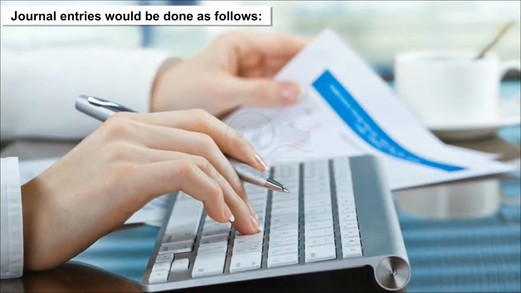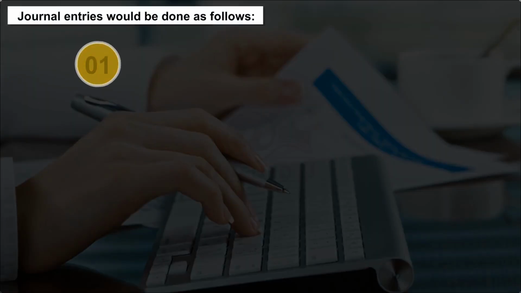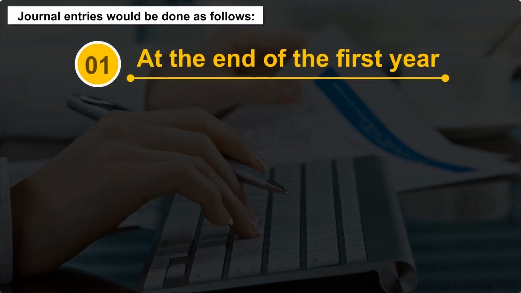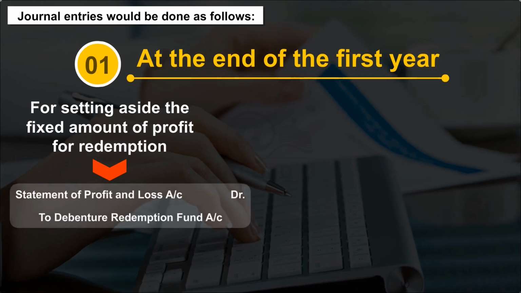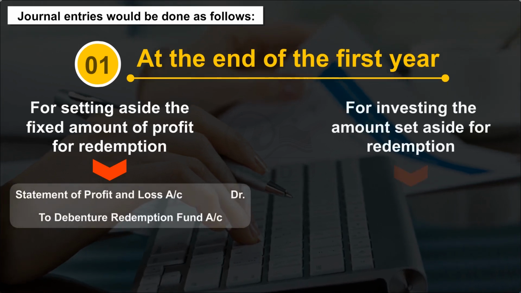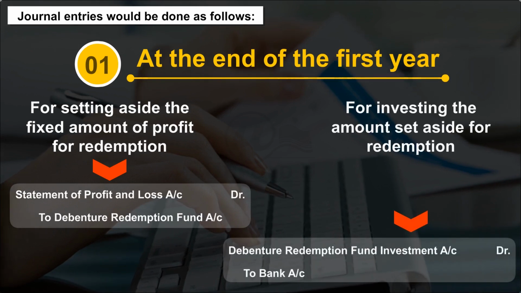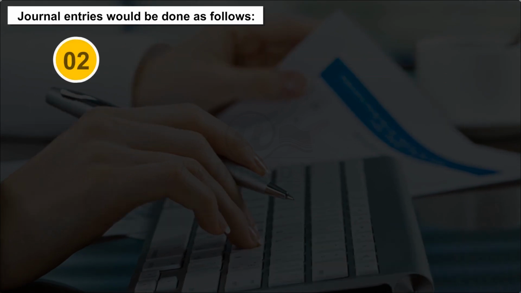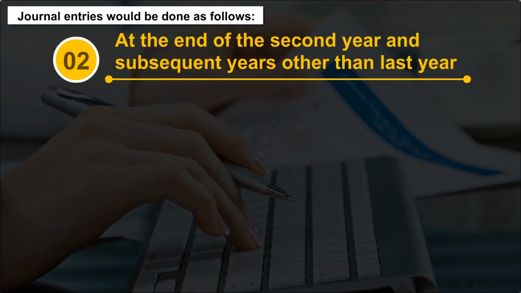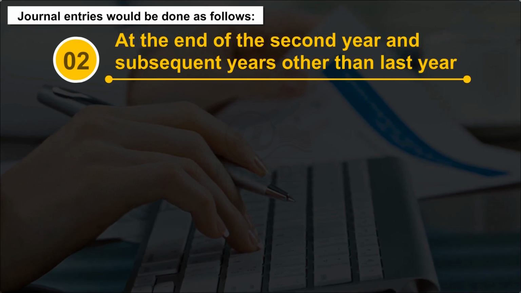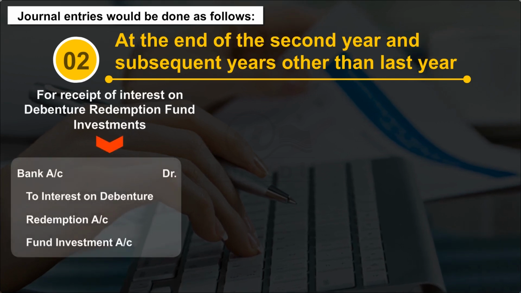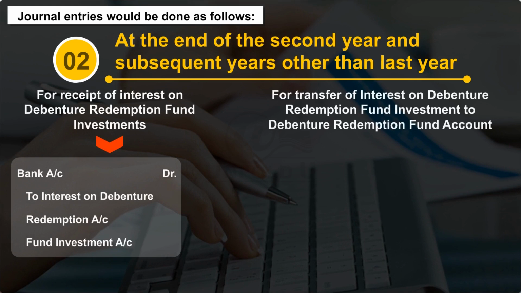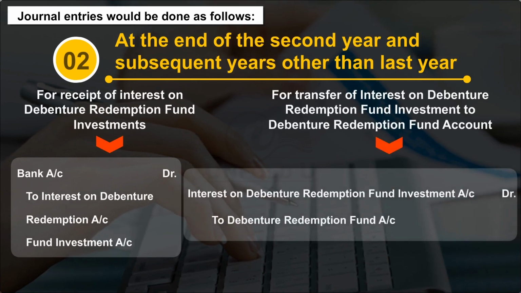Journal entries would be done as follows. 1. At the end of the first year. A. For setting aside the fixed amount of profit for redemption. B. For investing the amount set aside for redemption. 2. At the end of the second year and subsequent years other than last year. A. For receipt of interest on debenture redemption fund investments. B. For transfer of interest on debenture redemption fund investment to debenture redemption fund account.